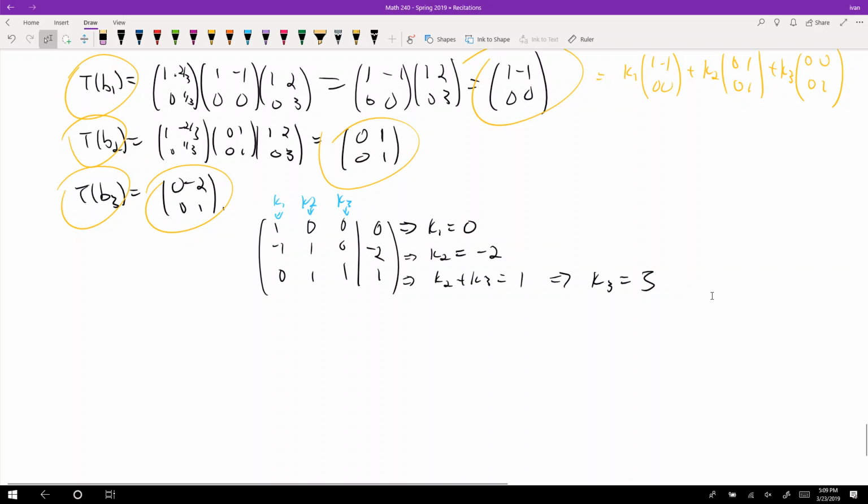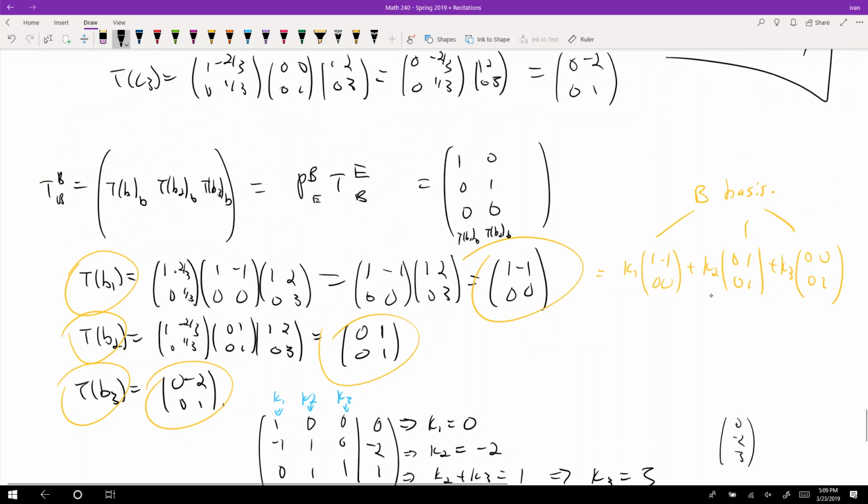Okay, and so now the last vector is going to be 0, negative 2, 3 that we put in. And so there we go. Okay? And so this is our answer for part 1 of the problem.